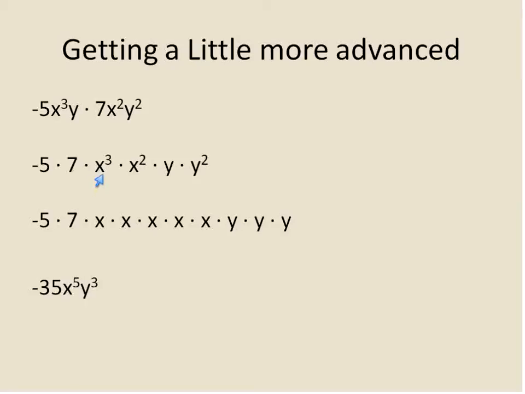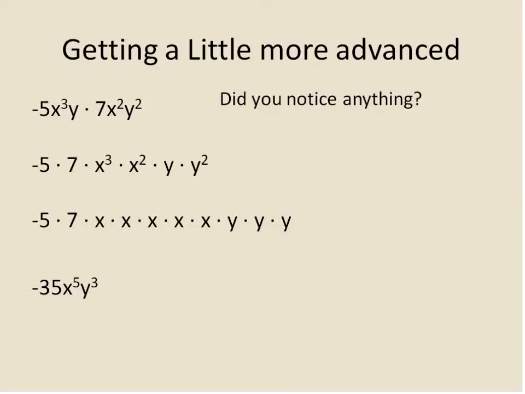So we have x to the power 3 times x to the power 2. That's 1, 2, 3, 4, 5 x's. y and y squared. That's 1, 2, 3 y's. Bring them together. Negative 5 times 7 is negative 35.